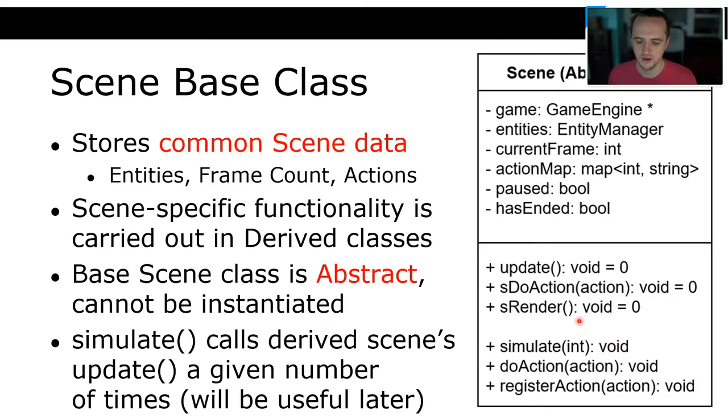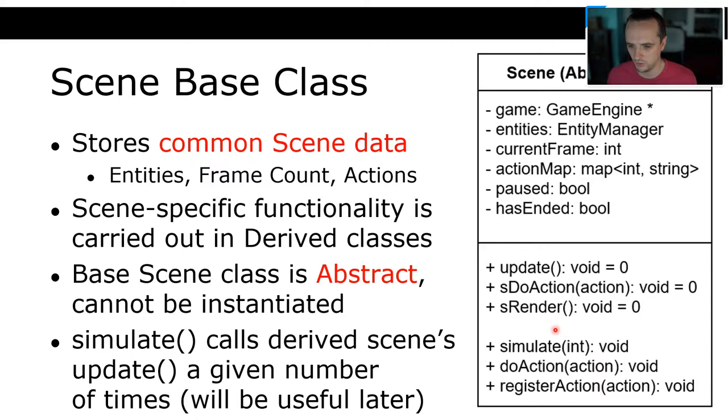So each derived scene class has to have an update function, and that updates our game engine for one game tick. It has to have a do action system, which when passed in an action, does that action. And actions are going to be things like jump, move left, move right, etc. And each derived scene also has to have a render system. So these are the only three things that every scene has to have, right?